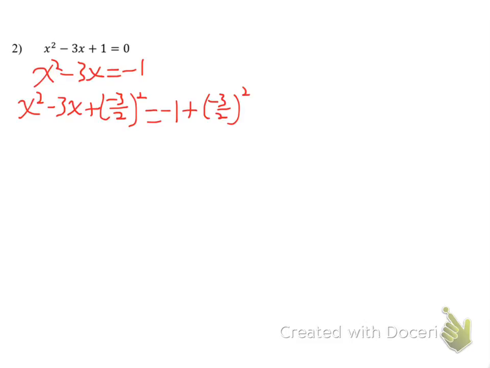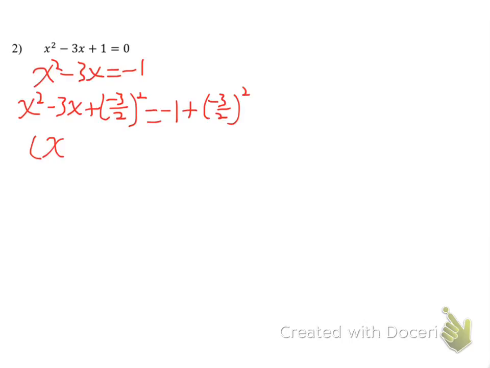Second one's very similar. So if you want to pause the video and give it a try, and then I'll do the work here in a second. So we get all the x's to one side. Now we're ready to take half of b and square it and add that to each side. So here that is. And then we have half of b, which is negative 3 over 2. Don't forget about your signs.